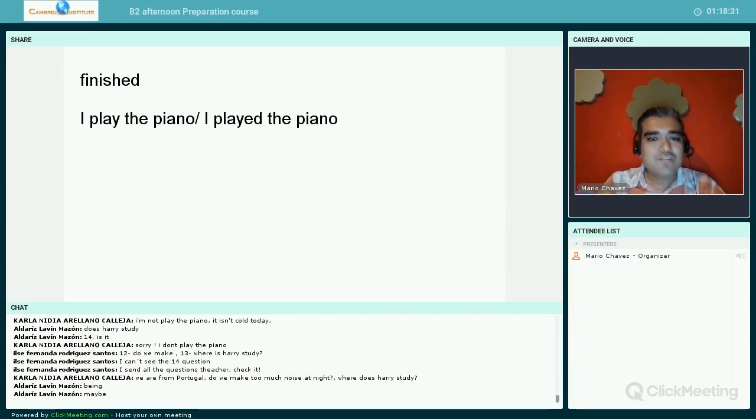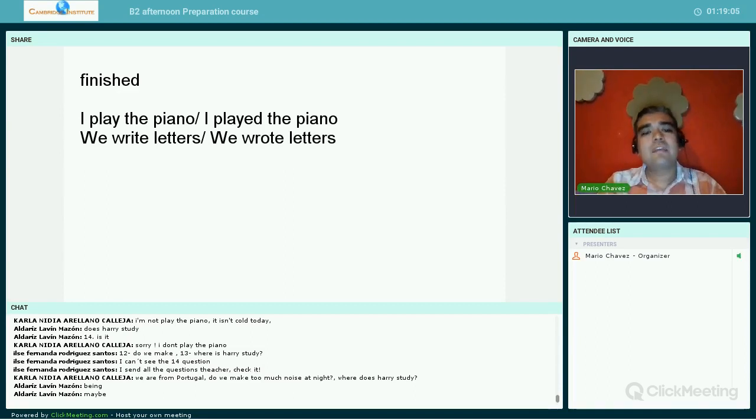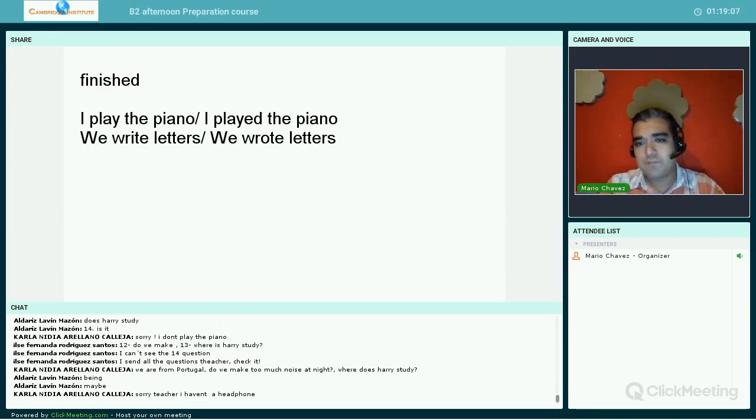Anyhow, so you just change the play to past, which is played, right? So as you can see in this case, play is a regular verb. Now, what if we do it with an irregular verb like write? We write letters. And then I make it past, so I would say we wrote letters, right? So as you can see here, we have two different types of verbs. One is regular and the other one is irregular.